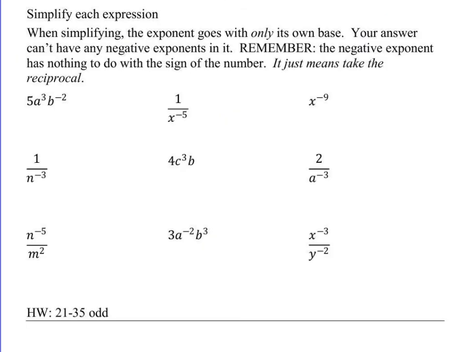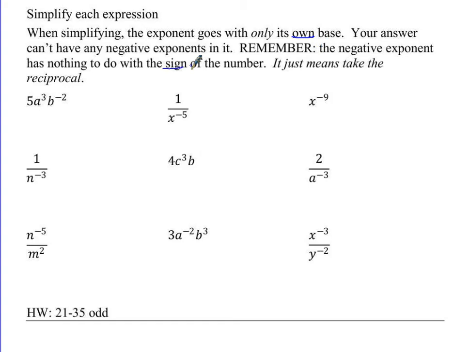The next thing we're learning is that there's a special way that you should treat your negative exponents, especially if you're working with variables, which we will be doing in this chapter. It's not always just going to be numbers. You have to know how to work with numbers. You got to know how to work with the variables as well. So, when simplifying, the exponent goes with only its own base. Your answer can't have any negative exponents in it, and I've kind of already mentioned that. But we don't have an official answer until there are no negative exponents remaining. Remember, the negative exponent has nothing to do with the sign of the number. It just means take the reciprocal.